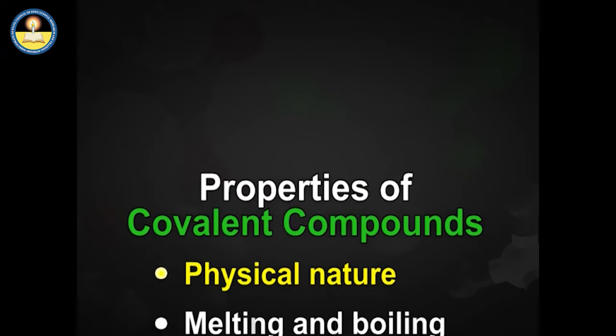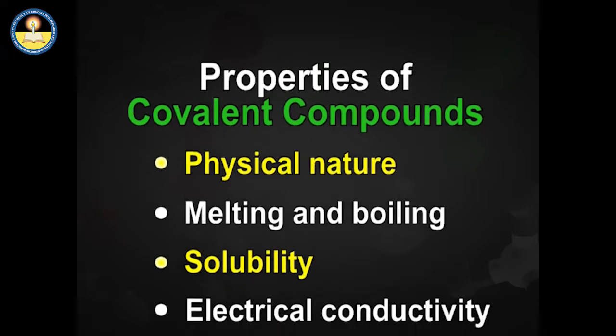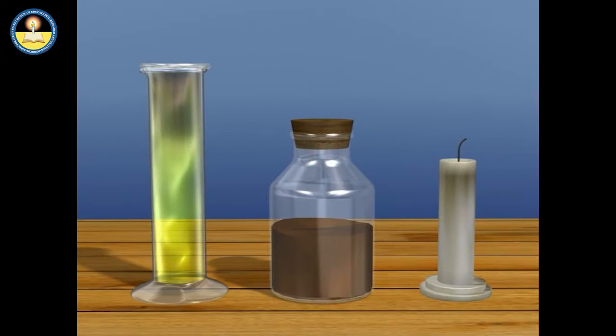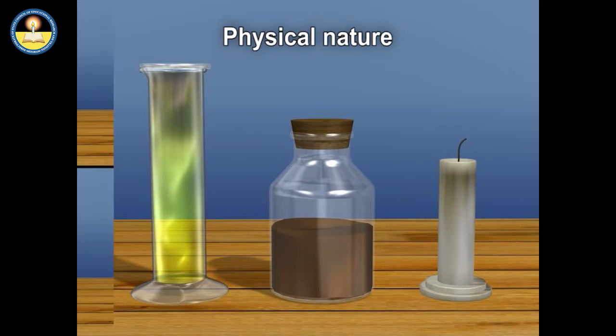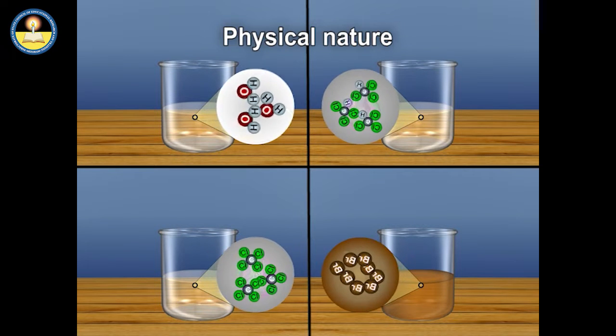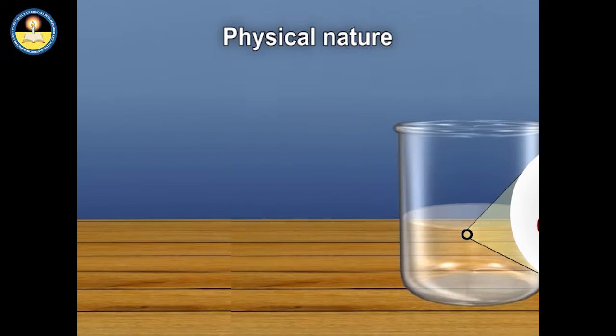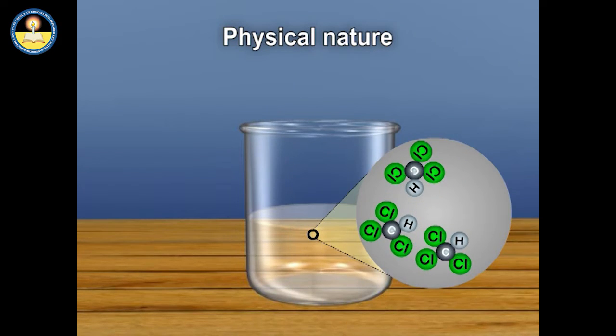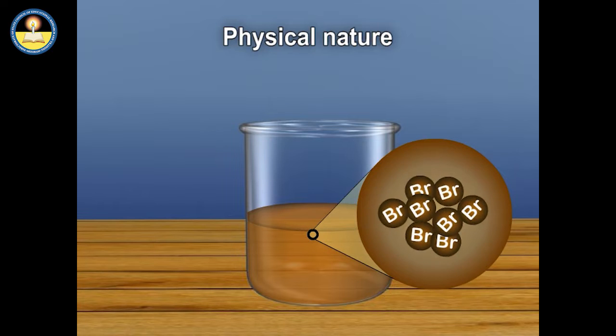Properties of covalent compounds. Physical nature. Covalent compounds are typically gases, liquids, or low-melting solids. Few common covalent compounds which exist as liquids at room temperature are H2O, CCl4, CHCl3, Br2, etc.